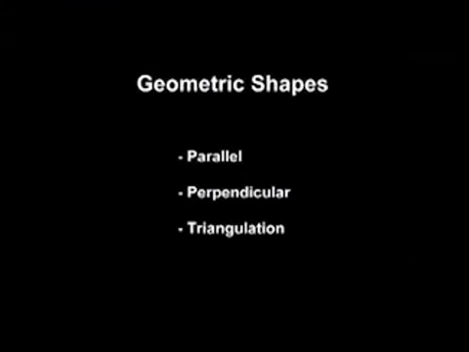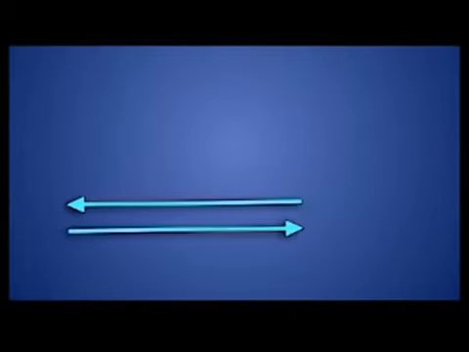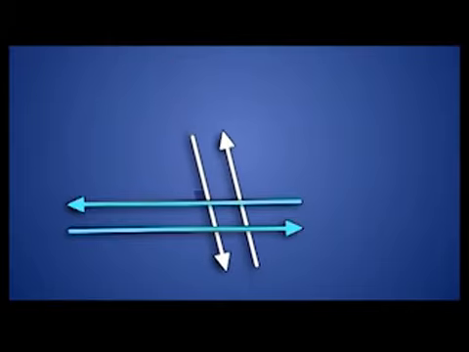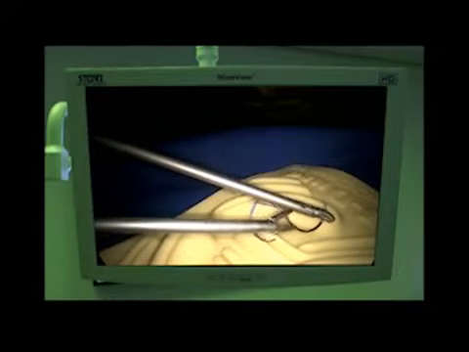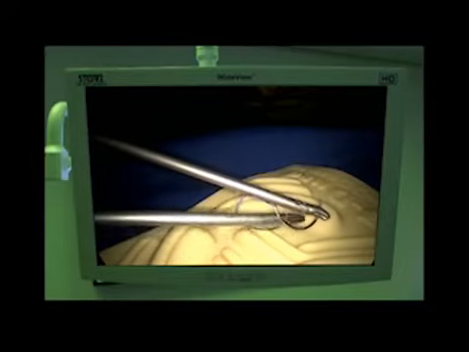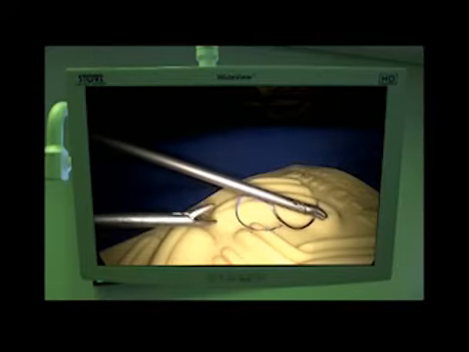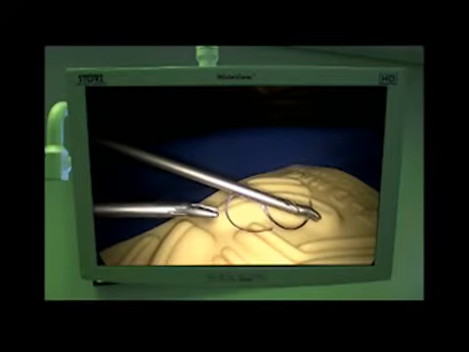In this section, we will discuss the geometric principles of parallel planes, perpendicular planes, and the concept of triangulation. By definition, parallel lines and planes do not intersect or meet. Lines and planes are considered perpendicular if they intersect at congruent 90-degree angles. The closer an object and instrument are to a perpendicular angle, the more likely it is that the object can be grasped. The more the object approaches a parallel angle in relation to the instrument, the more likely they will not intersect and the object will be missed.